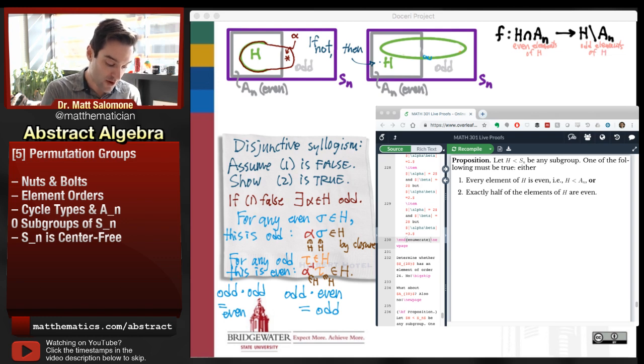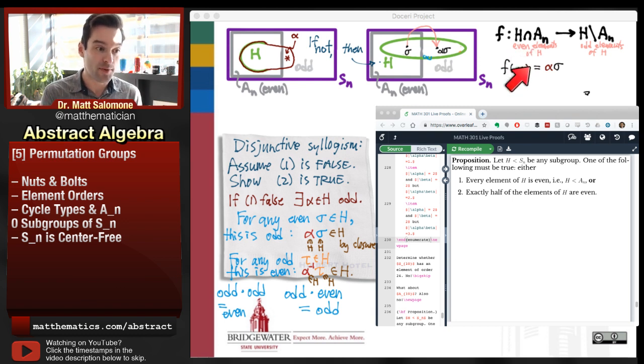Right? So it's going to be a function that goes from the left part of this oval over here to the right part. And the way that we decided to do this was to define this function via multiplication by alpha. So f of sigma is equal to alpha sigma, where alpha is this odd permutation that belongs to H that we produced by our contrary assumption that 1 is false, right? That there exists some element of H which is not an even permutation. Right? So f of sigma is equal to alpha sigma.